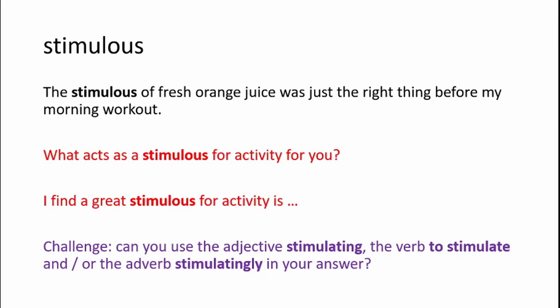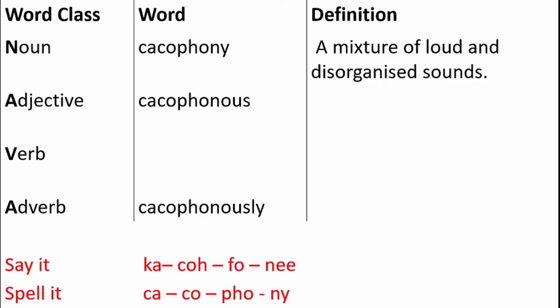And then we're ready to move on. We've got 2 words left of this year 7. So word number 9, one of my favourite words, is cacophony, which is a mixture of loud and disorganized sounds. So there it is there, cacophony. We could do it a bit slower. Cacophony.